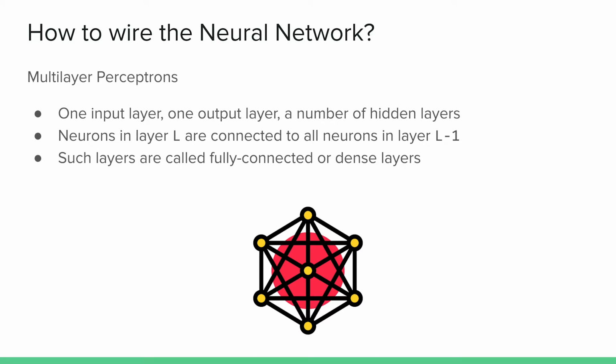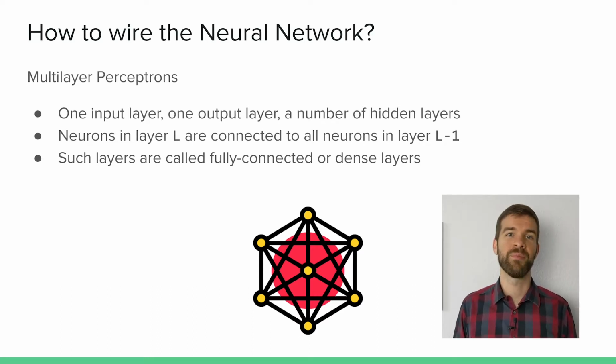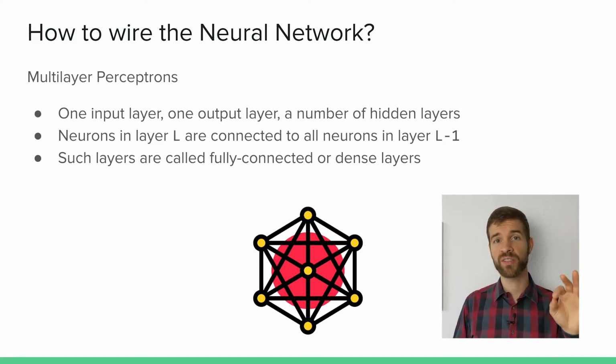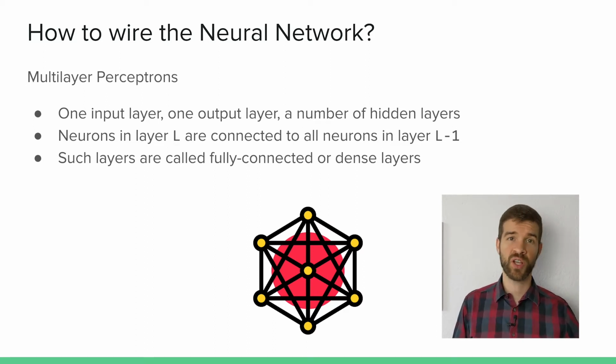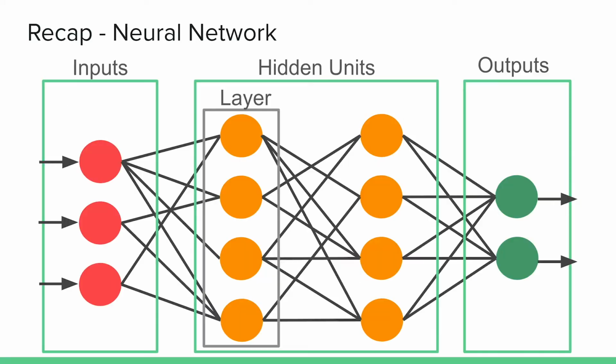So if we have a neural network, a multi-layer perceptron would be the following. We have one input layer, one output layer, and a number of hidden layers in the middle. And now all of the neurons that are at the same layer are connected to all neurons of the previous layer. So if we have 5 inputs, or let's go back here.